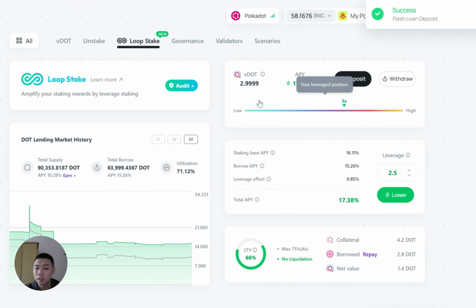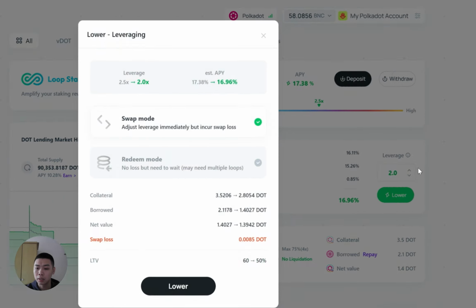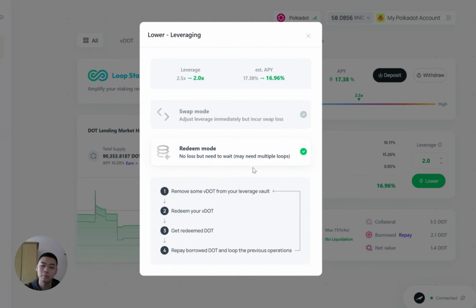Okay, succeeded. And we can see, yes, our position is going down and the APY dropped as well. The bar moved from 3 times leverage to 2.5 times. And then this is the next mode, the redeem mode. The redeem mode needs us to operate manually, because we need to pay our debt first, then withdraw the vDOT from the account, redeem the vDOT to DOT, and then pay our debt again until the position is cleared.